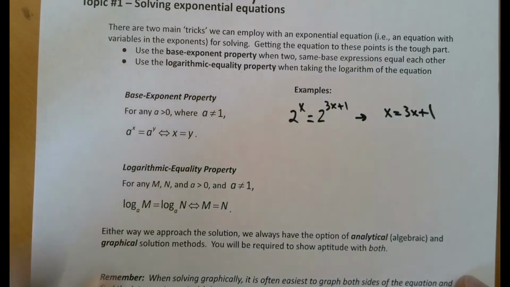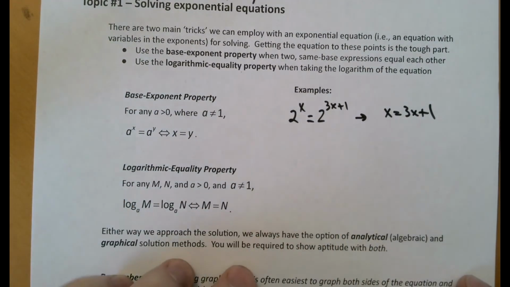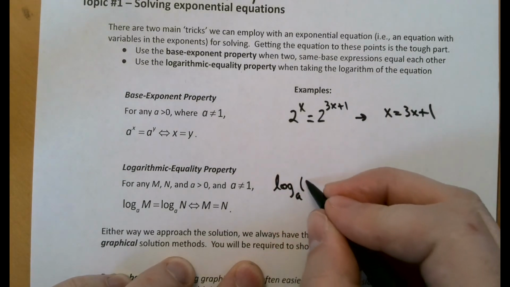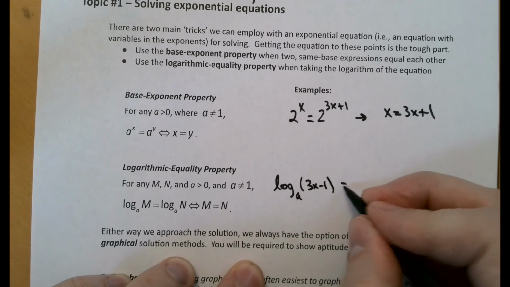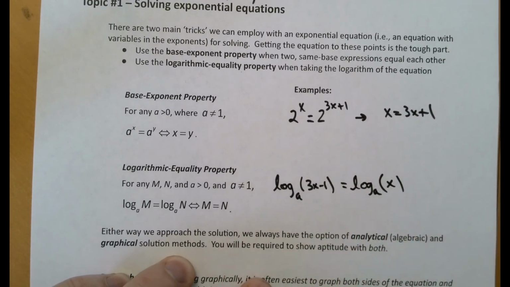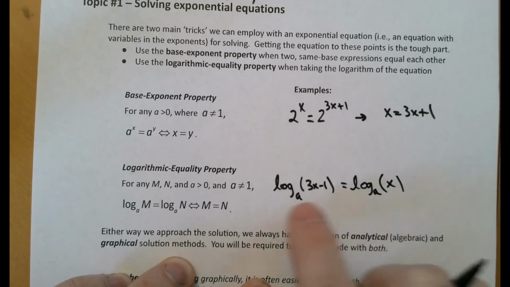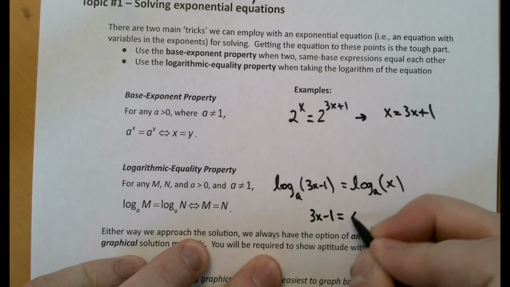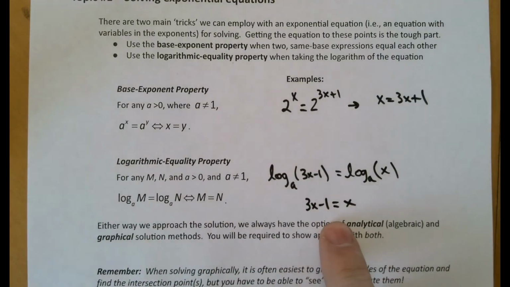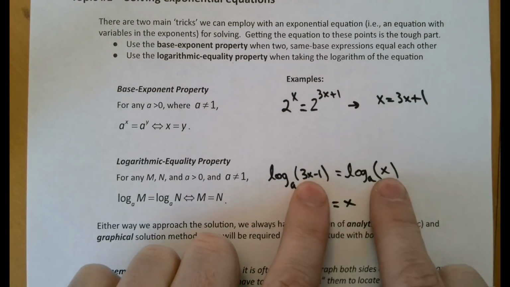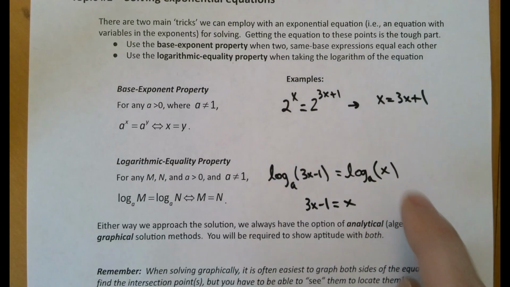That property is also true if we work with two logarithms that have the same base. So if we have log base a of 3x minus 1 equals log base a of, let's just make it x, kind of like before, then because these logarithms are the same base, we would solve 3x minus 1 equals x. We have to be careful because this might introduce extraneous solutions, based on whether our x value is actually an allowed value within the logarithm.